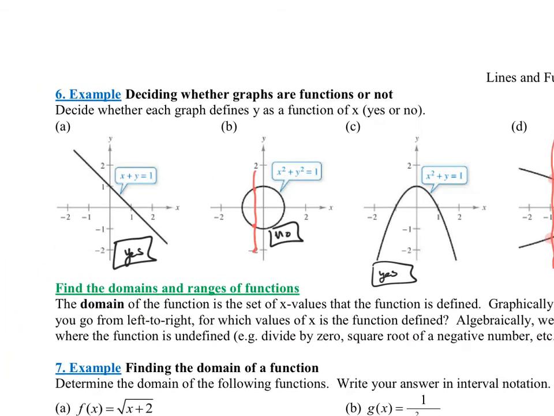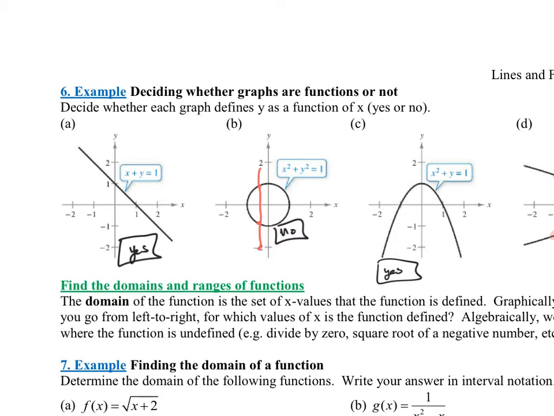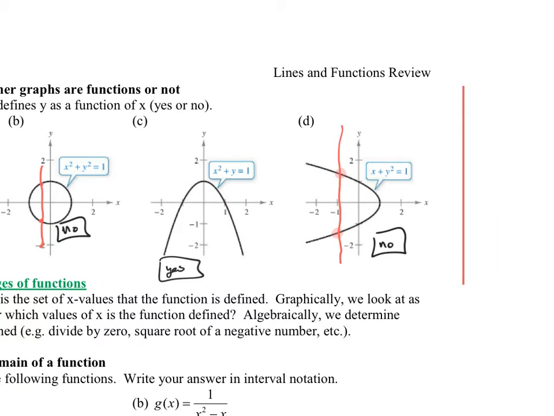I also want you to take a quick look at the actual definitions of the functions. On A, it's x plus y equals 1. Notice y is to the first power, so yes, this is a function. Look at B, y is to the second power, so no, that wouldn't be a function. The third one, y is to the first power, so yes, it is a function. And D, once again, y is to the second power, so it's not a function. So graphically, does it pass the vertical line test? Algebraically, are you looking at y or y squared?